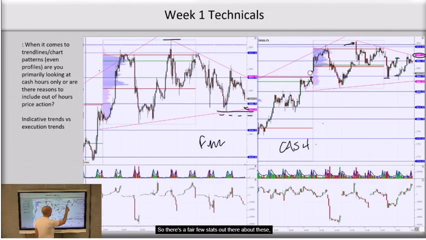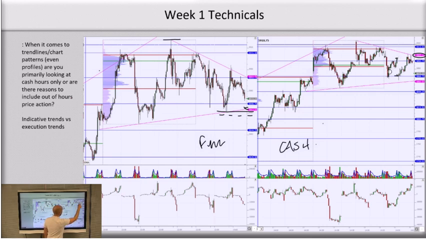So there's a fair few stats out there about these. I can't remember the exact number, but something around about 85% of the time, if the S&P opens with a gap but inside of the previous day's range, it will close the gap. That sounds wonderful, apart from the times where it doesn't do it. And the reason that a statistic like that works is very often it opens 3 ticks away, and it goes tick, tick, tick, and it closes.